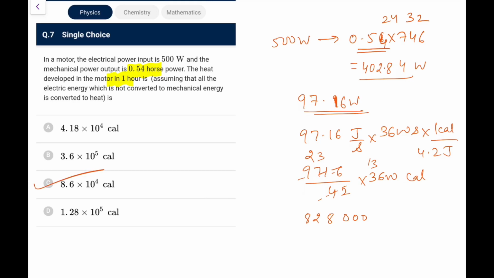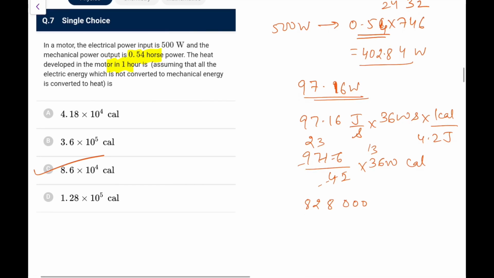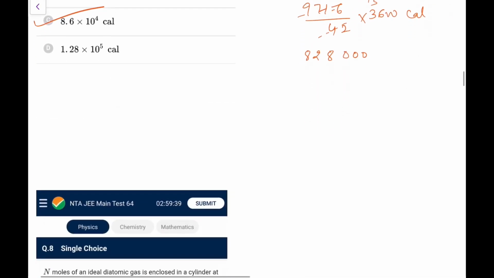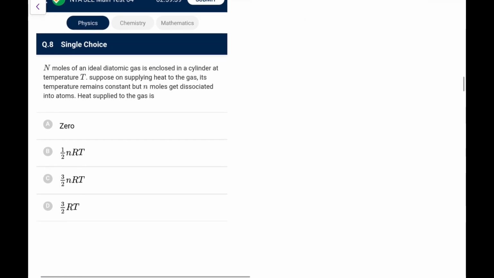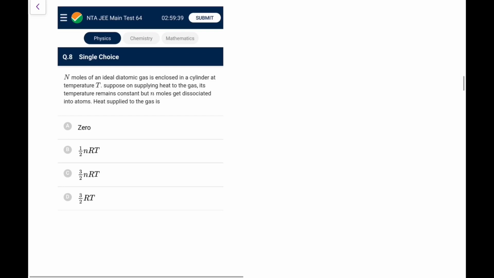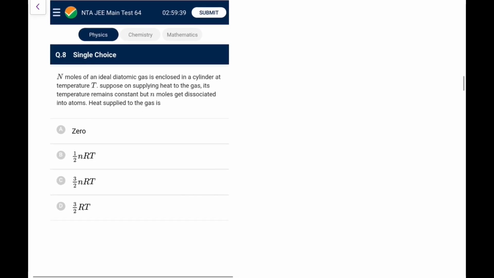So the closest one would be 8.6 into 10 to the power 4 calorie, because I have done lots of approximation, which I do. You should do it in a way that you are comfortable with. I am comfortable in those. I trust my calculations, my approximations. If you don't, you will have to give more time.